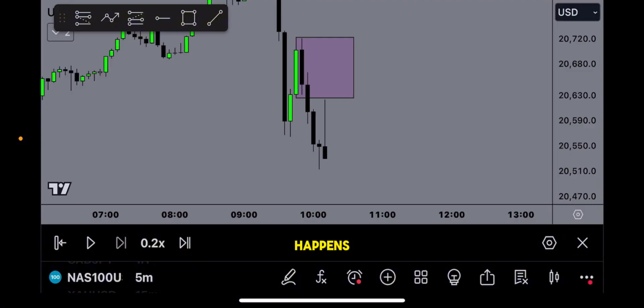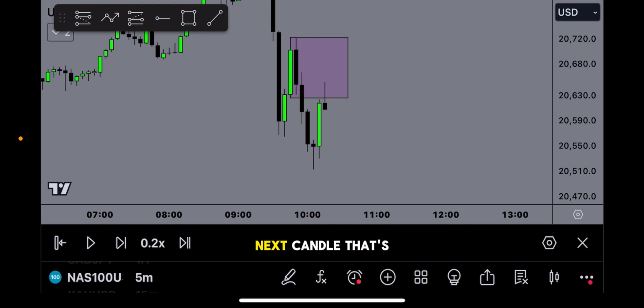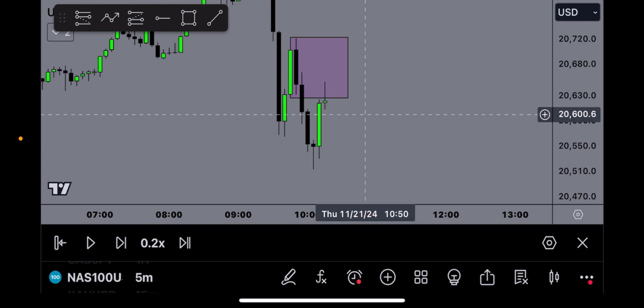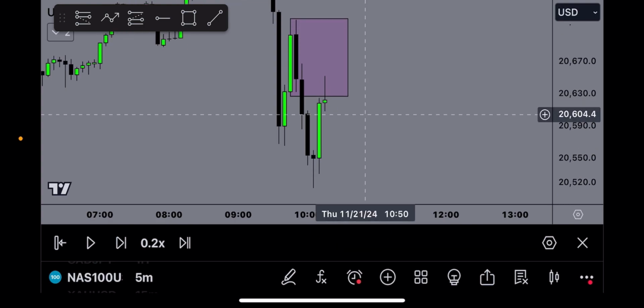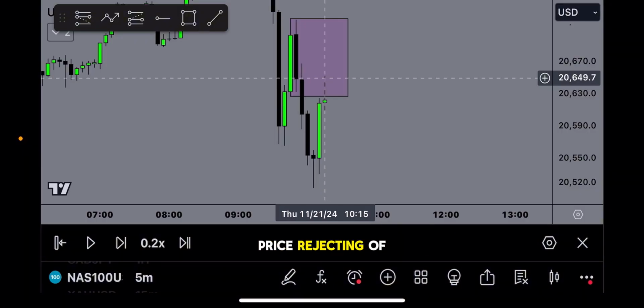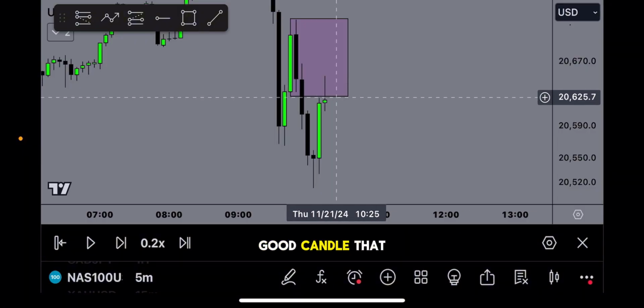Let's see what happens. Okay, here the next candle, price filled in most of the gap. Boom. Okay, next candle, that's it. The gap is filled. There's no more gap. And we see price rejecting off the zone. So that's a good candle that we like to see.